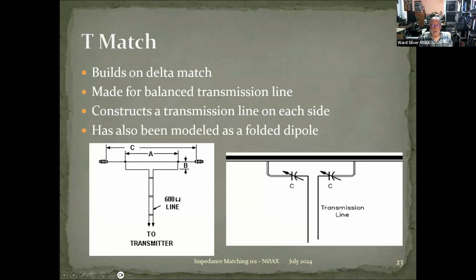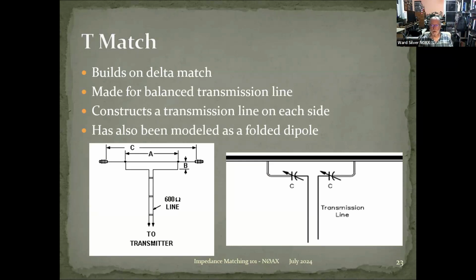Here's a T match. It's like the delta match, but it's a little easier to deal with and you don't have to move the feed points around. So basically it started out looking like this. Why do we have to have a triangle? Well, we don't. We can run the wire along the antenna and then connect it to the antenna. This is the way it's usually done today with 2 series capacitors, and you get up there and you tweak them until you have the right match.